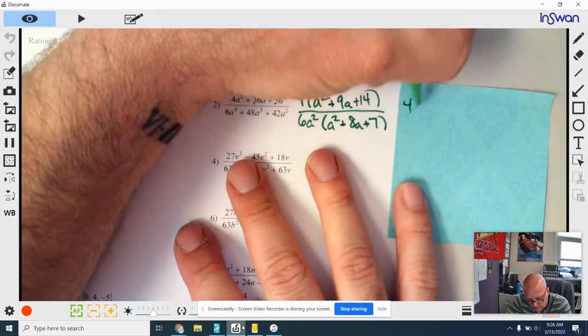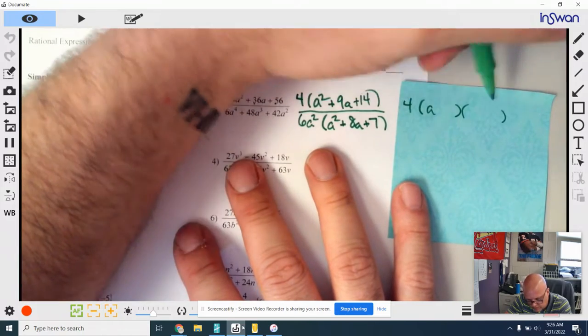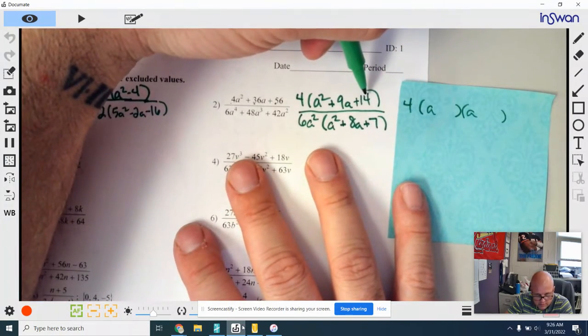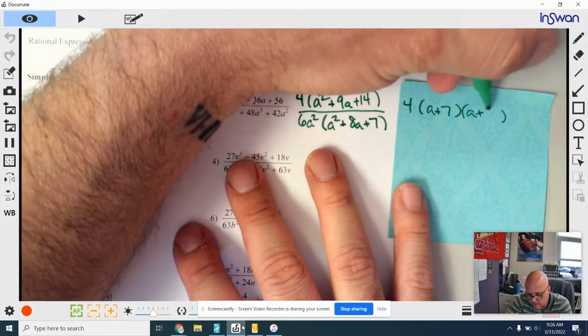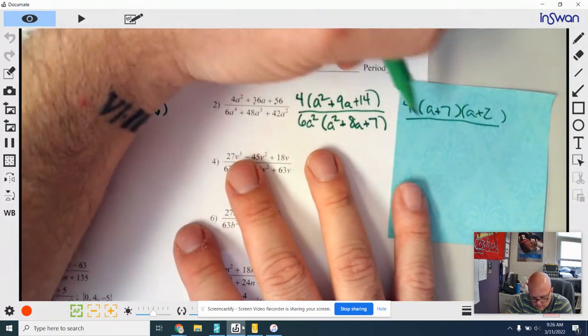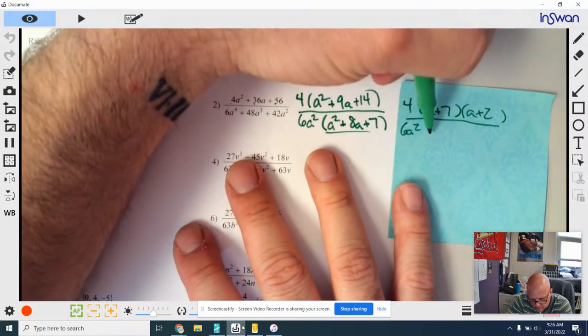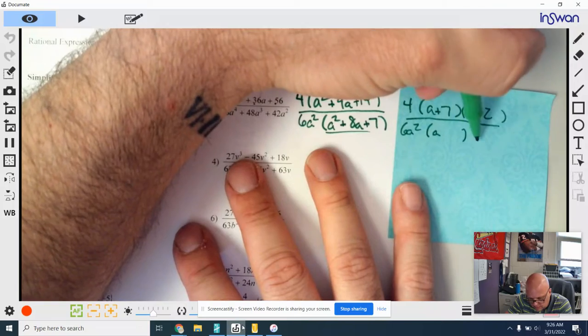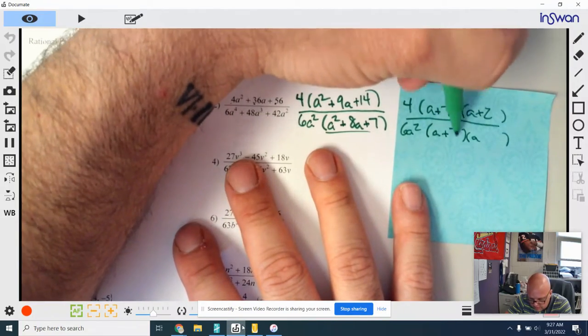So I've got my 4 up top. Break up this one into 2 parentheses. 2 numbers that multiply to 14 but add to 9. That's going to be my plus 7 and plus 2. On the bottom, let's see, this breaks up further. So 2 numbers that multiply to 7 but add to 8. That's going to be a 7 and a 1.